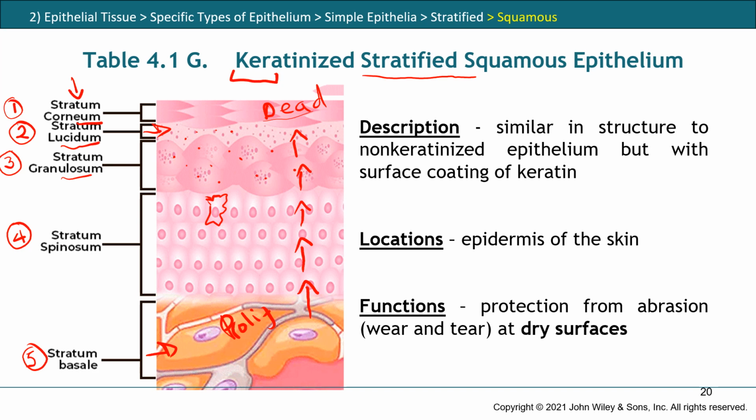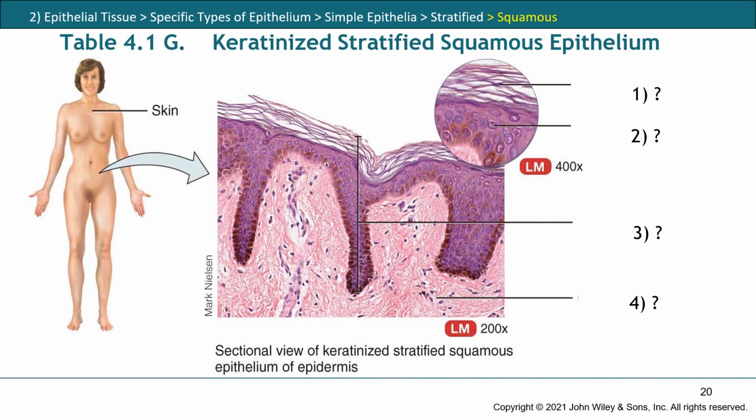And in the function is protection, again, friction and abrasion, and is again, as I have said multiple times, found in dry areas. So here I just have again a figure from your textbook, and if you want, you can stop the video and try to guess all these different structures just based on this, and you will do something similar in the lab.